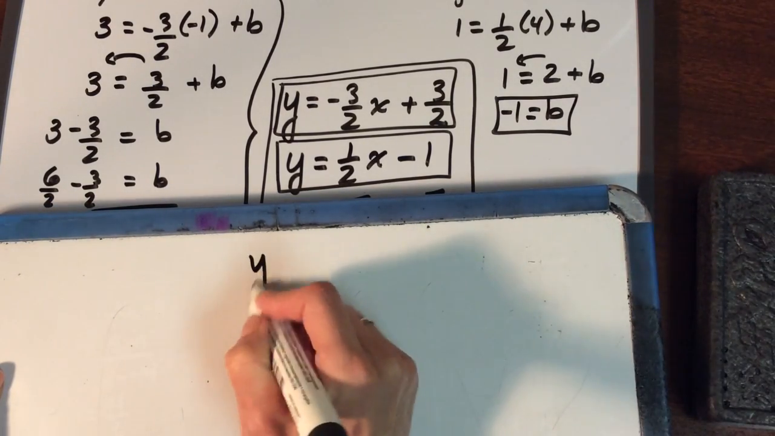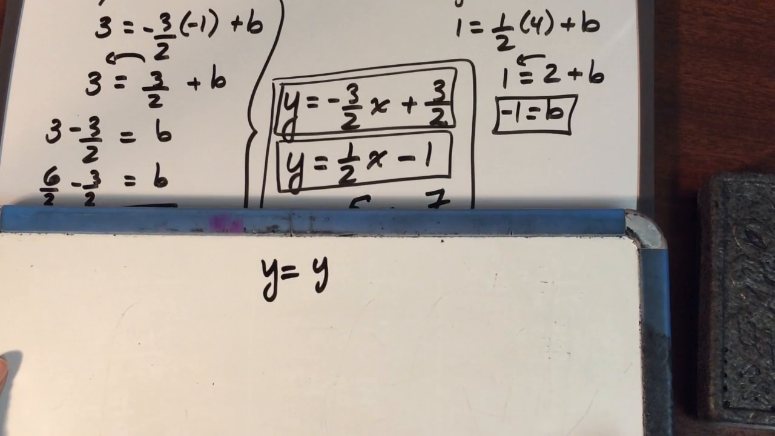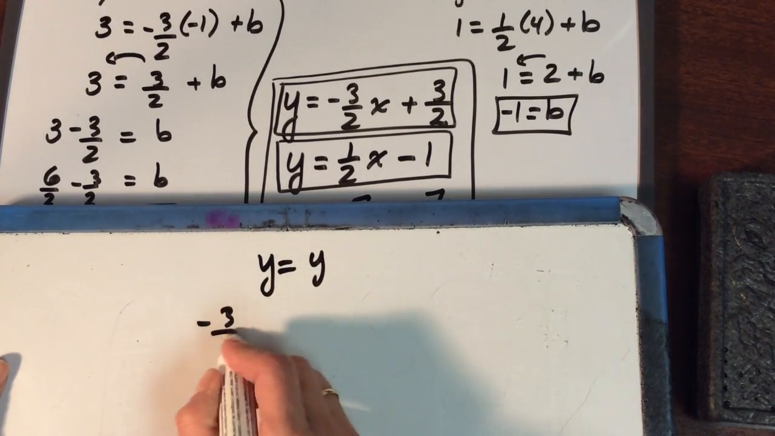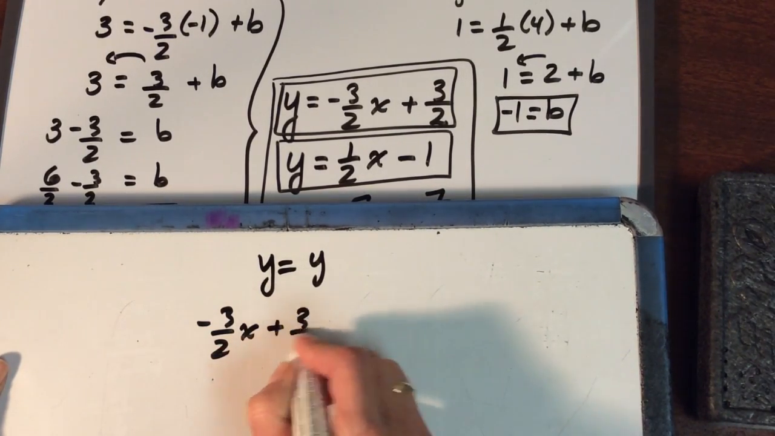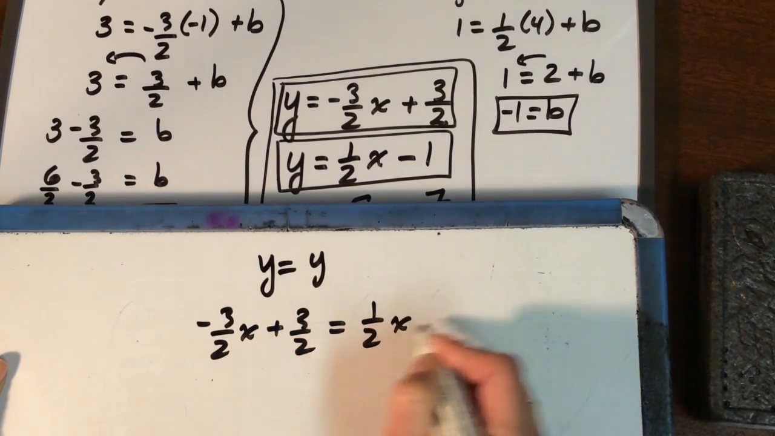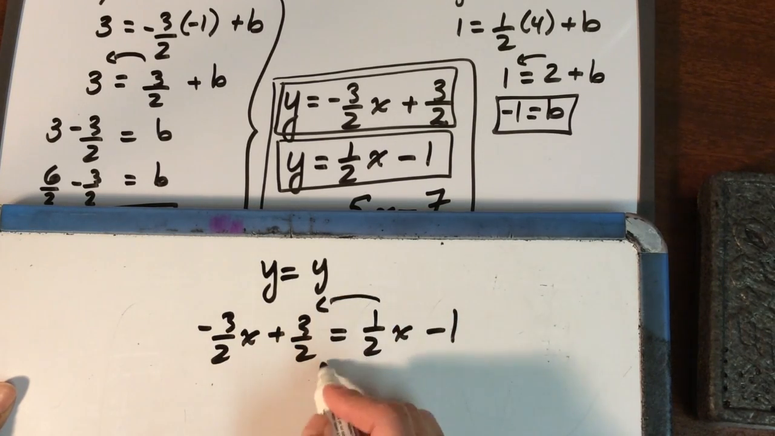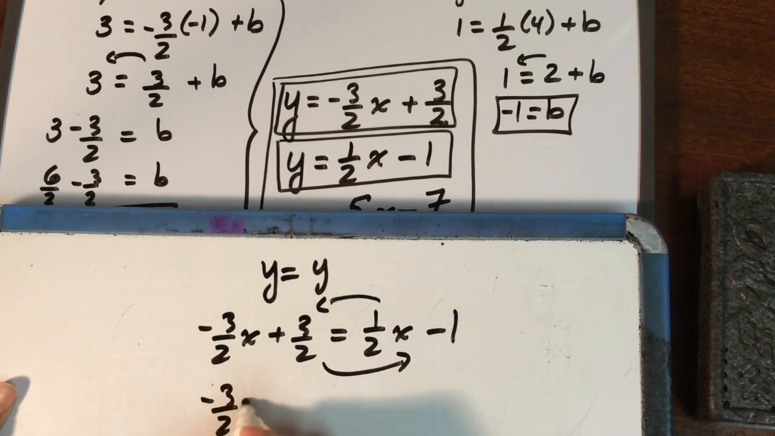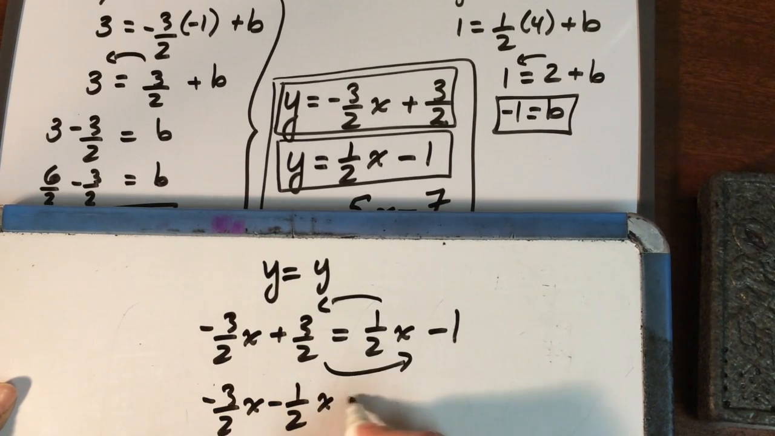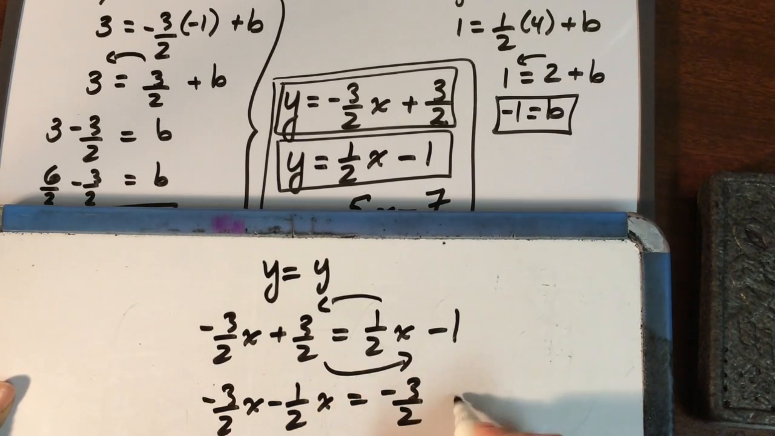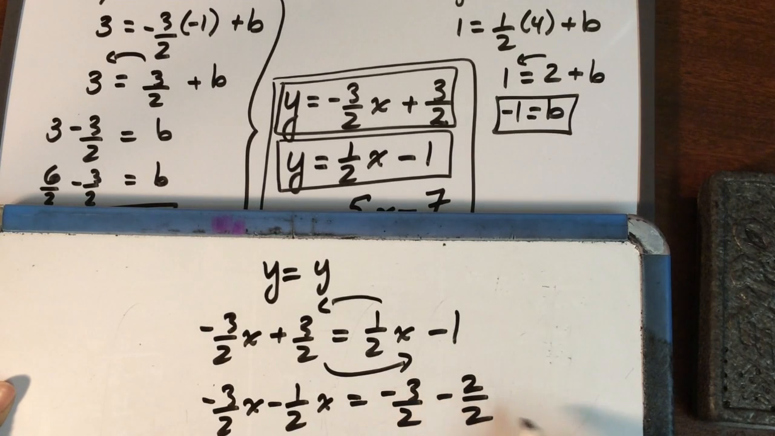I'm going to use substitution, y equals y. And so as you can see, I'm going to put negative 3 over 2x plus 3 over 2 equal to 1/2 x minus 1. And keep these together, so bring that over and bring that one over there. Negative 3 over 2x minus 1/2 x is equal to negative 3 over 2 minus 1. We're going to put 2 over 2 so that we can right away use this common denominator. This is going to give me negative 4 over 2x is equal to negative 5 over 2.